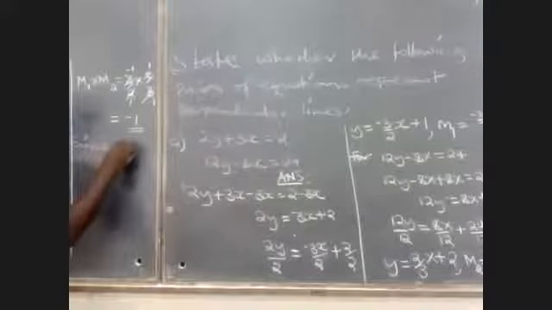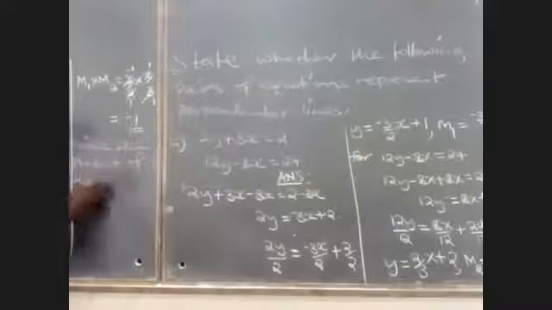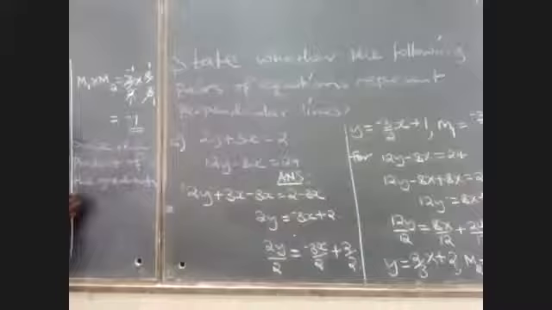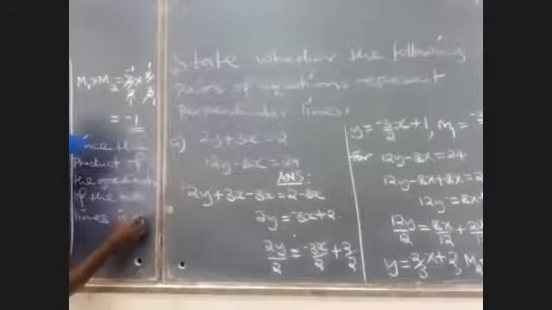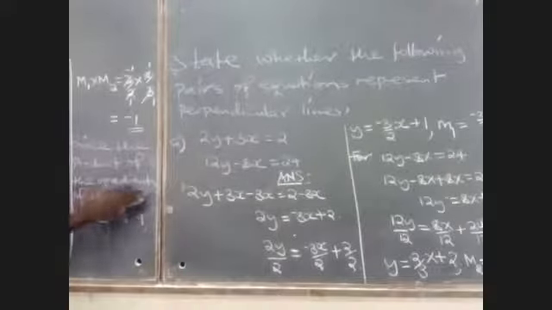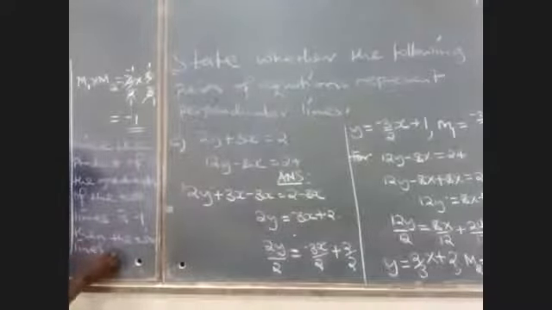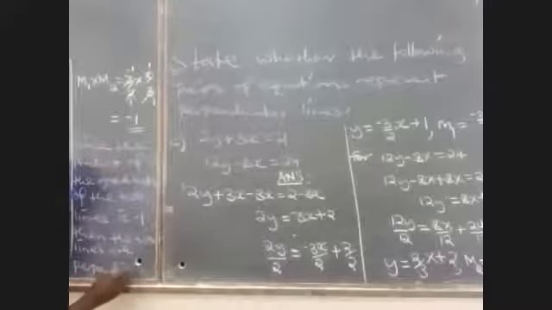Okay, that's very good. So we say that since the product of the gradients of the two lines is -1, then the two lines are perpendicular. The two lines are perpendicular.